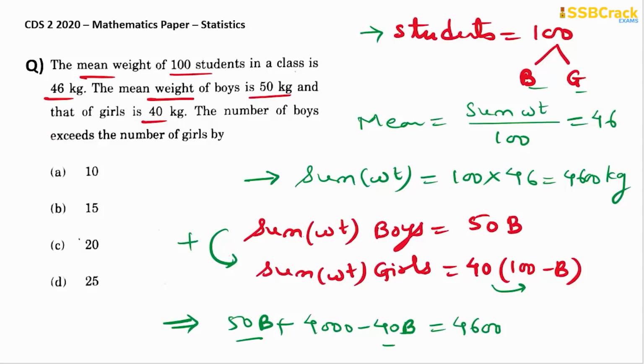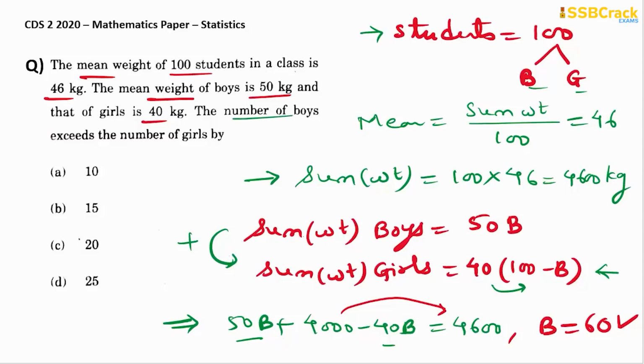So you could simply solve this, right? 50 minus 40, you're going to get 10B, and this 4000 will go to the right hand side. Here you could see that it's easy. We are going to get B equals 60 for sure. So how many boys? 60. How many girls will there be? Girls will be 40.